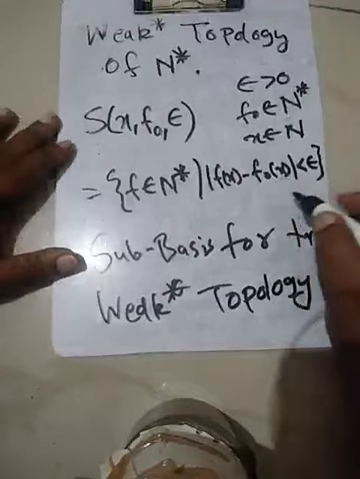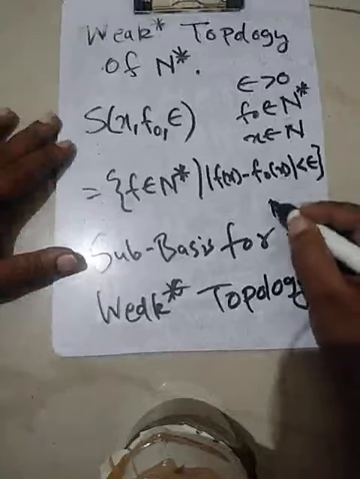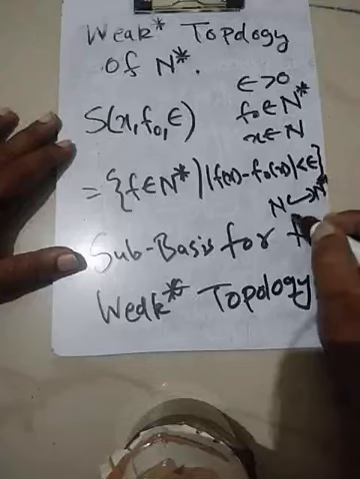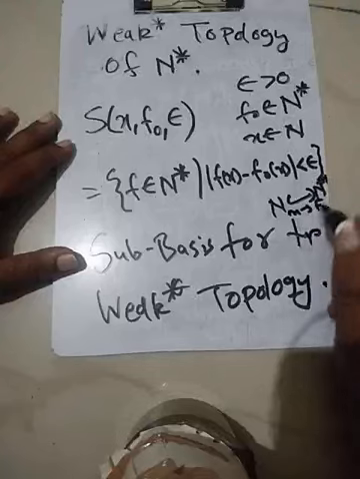Essentially, we had N star star, and the identification of N as an injective map into N star star, x going to f subscript x.